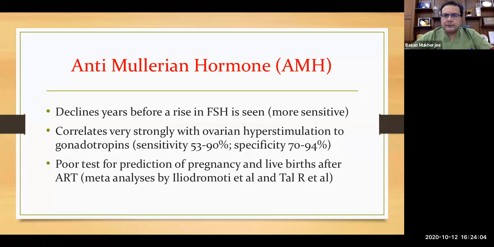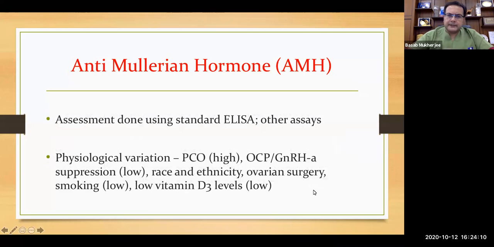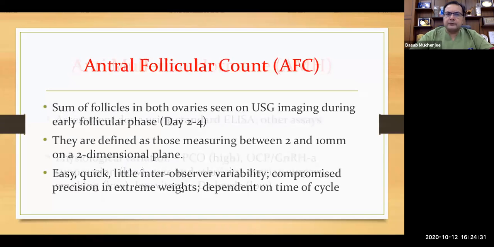That's confirmed by meta-analysis by Iliodromiti et al. and Tal R et al. The assessments are done using a standard ELISA, though there are other advanced assays. And the physiological variation which we know for AMH: it shows high values in polycystic ovary disease. OCP and GnRH suppression show low values. Low vitamin D3 levels, smoking, race and ethnicity, and ovarian surgery would all be associated with low values.